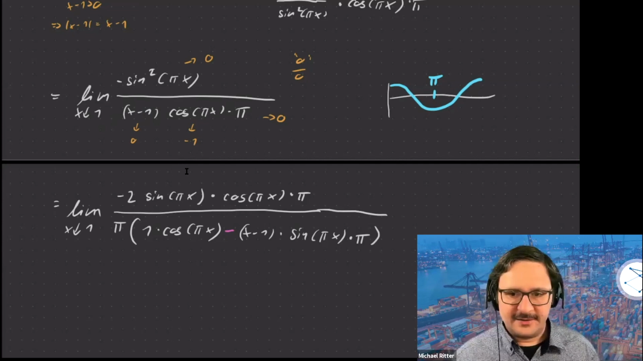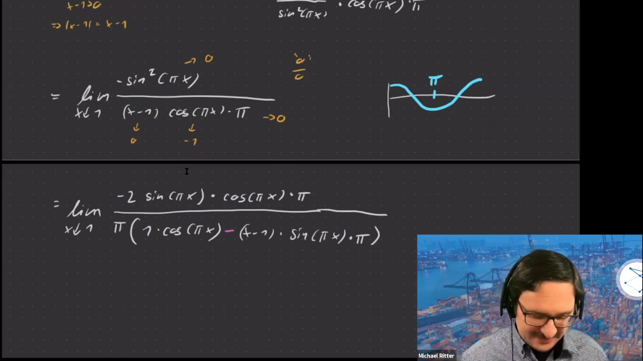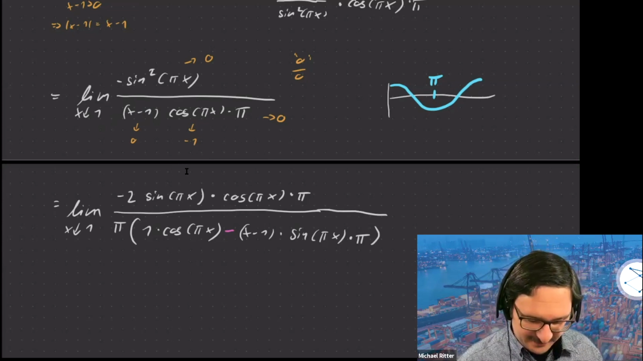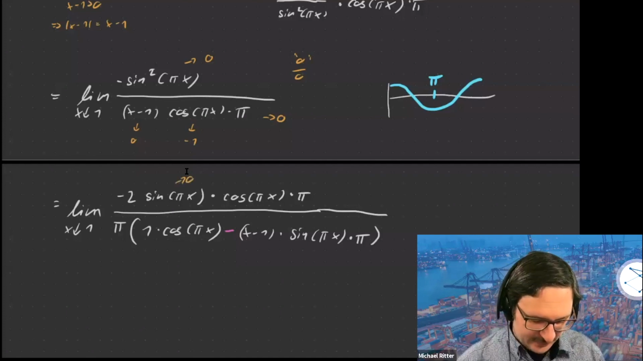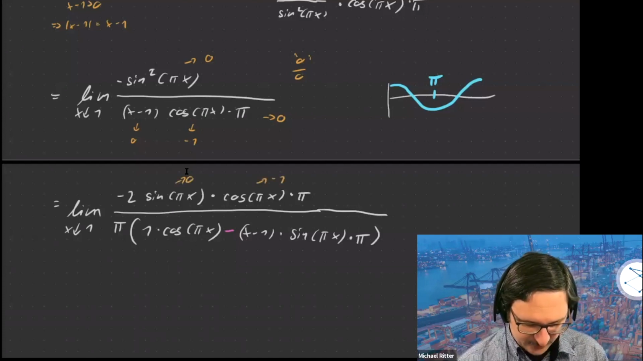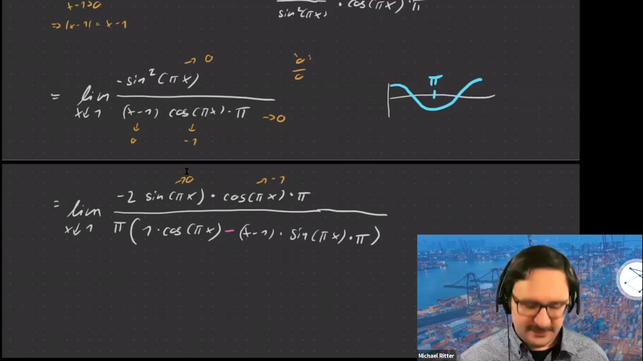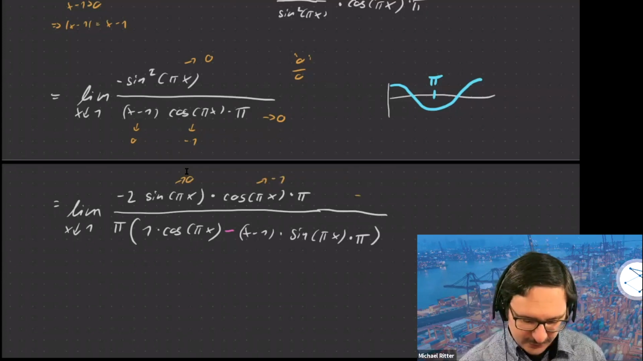Okay, so that yields the next expression we have to take care of. So let's see if that actually helped. Now, in that case, we have that sine of pi x still tends to 0. We have that cosine still tends to minus 1. All the rest are constants. So the whole numerator tends to 0.